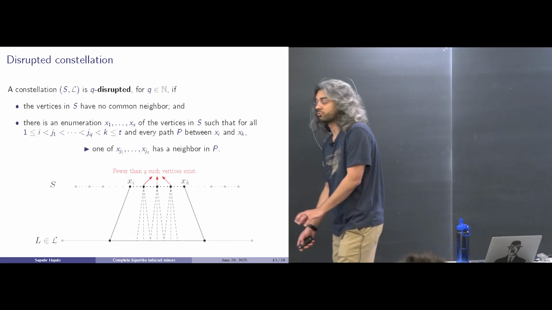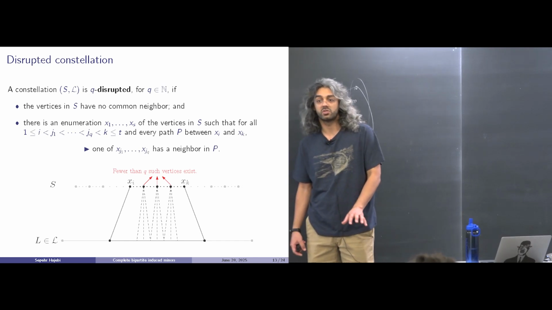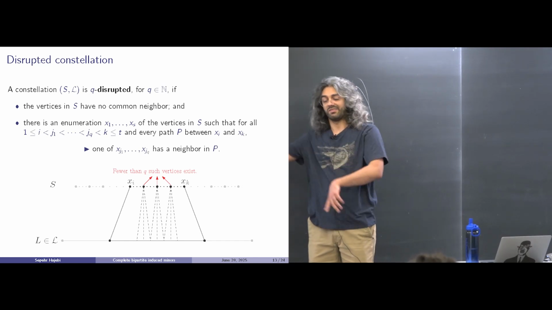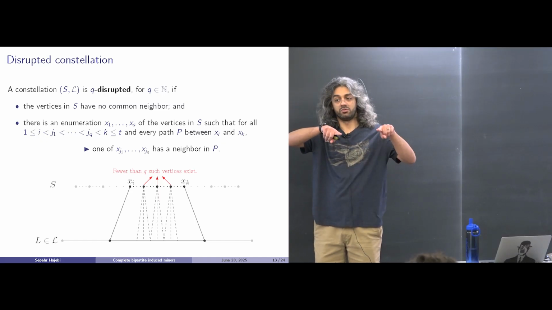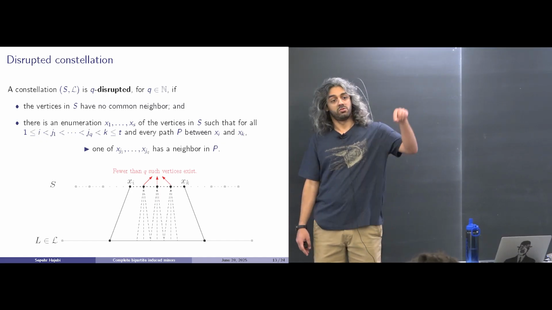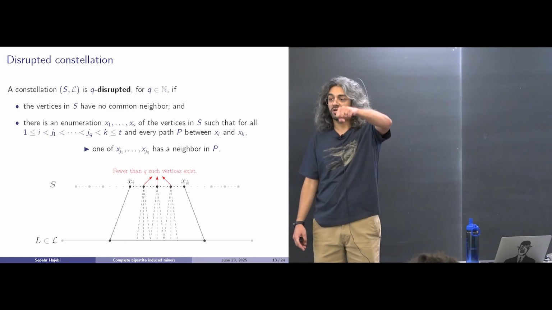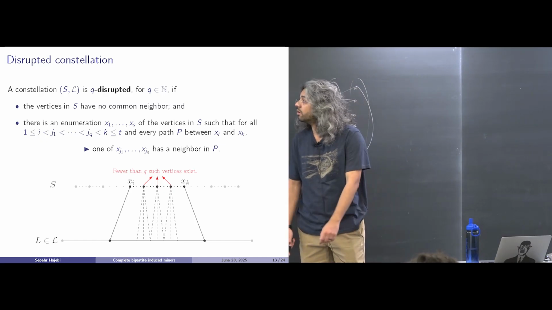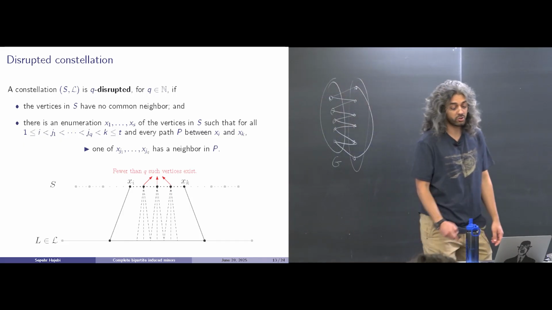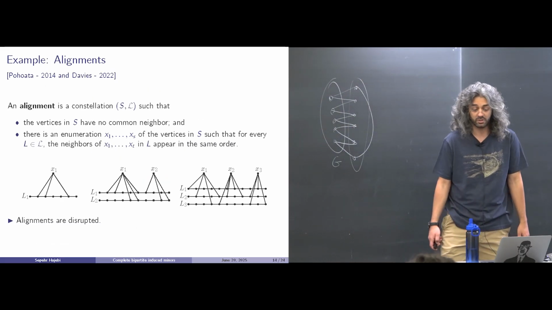Okay, so a quick recap. Interrupted means for every choice of 3 vertices, the last one is going to have at least one neighbor in every path between the other 2. Disrupted means for every choice of 3 vertices, the middle one is going to have at least one neighbor in every path between the other 2. So before we move on, let me also show you a couple of examples of disrupted constellations.